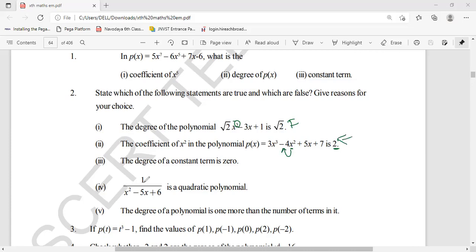What is the coefficient? It is minus 2, but they are saying 2. False. The degree of the constant term is 0. Exactly. Because for a constant term, you take any number, that is 3, and the power is x power 0. So the degree is 0.